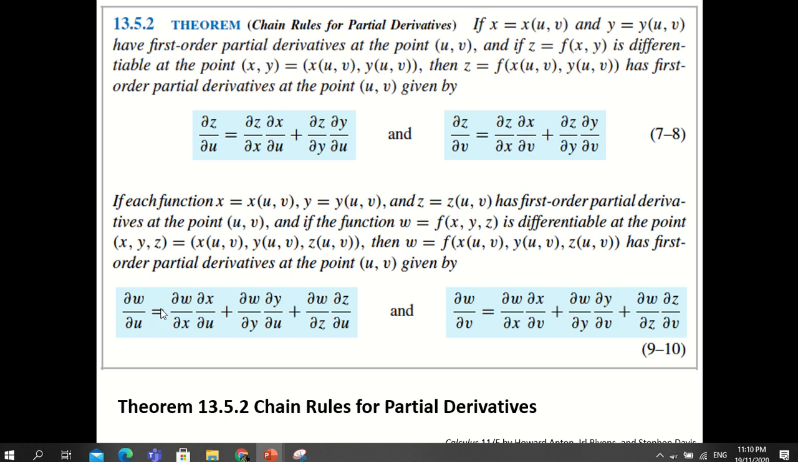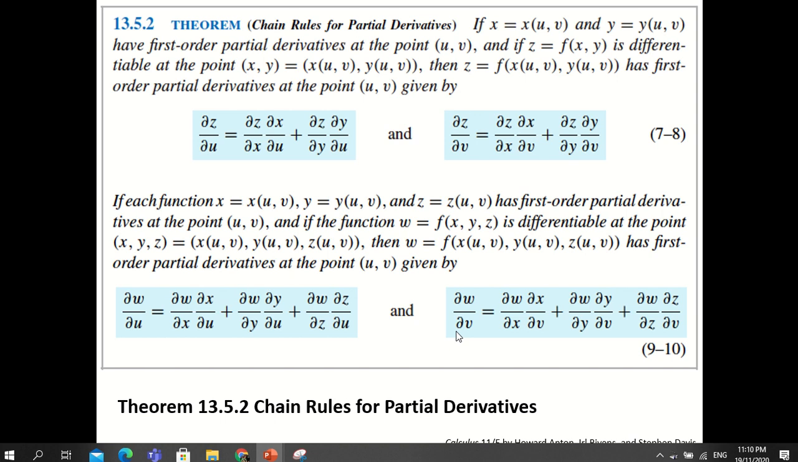So we have the partial derivative of w with respect to u equal to the product of the partial derivative of w with respect to x and the partial derivative of x with respect to u, plus the product of the partial derivative of w with respect to y and the partial derivative of y with respect to u, plus the product of the partial derivative of w with respect to z and the partial derivative of z with respect to u. Okay, the first one is with respect to u, and the second one is with respect to v.